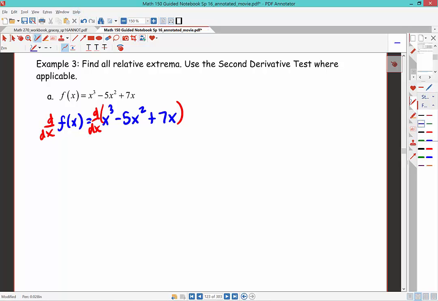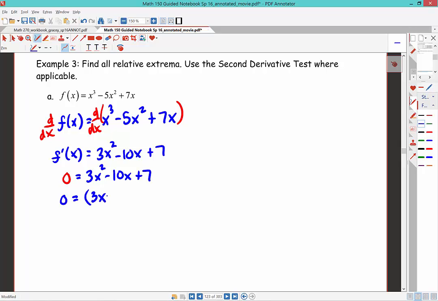Okay, so f prime at x is 3x squared minus 10x plus 7. Now, remember, we need to find the zeros of the first derivative because we're going to be evaluating the second derivative at those zeros. So this is going to factor as, I think it'll be like this. There we go.